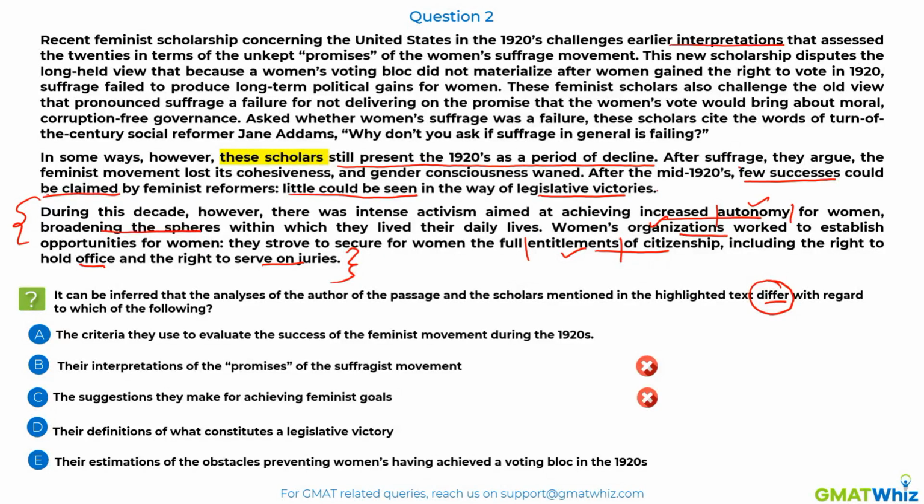Definition of what is a legislative victory. The term legislative victories was used only by the feminist scholars, not by the authors. So that's not common. Their estimations of the obstacles preventing. I don't think anybody has made an estimate of the obstacles. That would mean, what are the things that prevented the women from achieving the voting bloc? Nowhere have we discussed what stopped women from achieving the voting bloc. Women did not win too many legislative victories, that's fine, but what about the voting bloc? Nobody discusses that. And therefore, A is the closest to the correct answer.